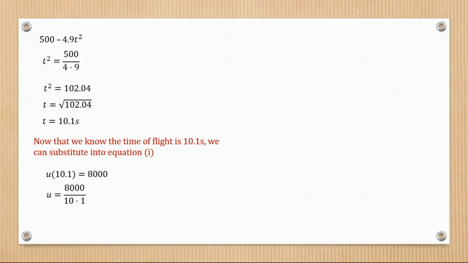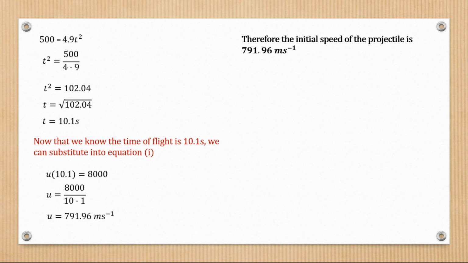So therefore u shall be equal to 8,000 divided by 10.1, of which u is equal to 791.96 meters per second. So therefore the initial speed of the projectile is 791.96 meters per second.